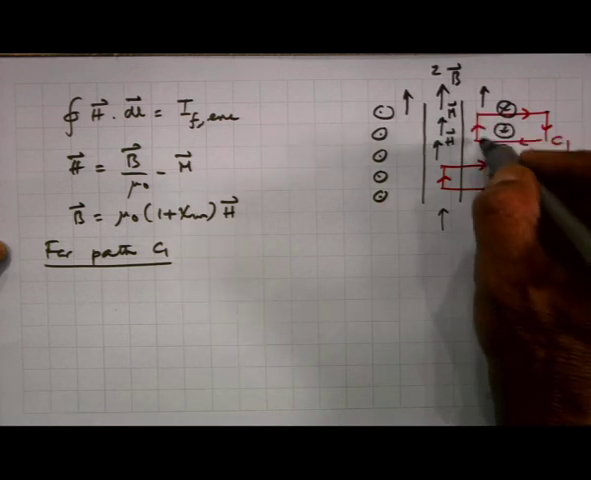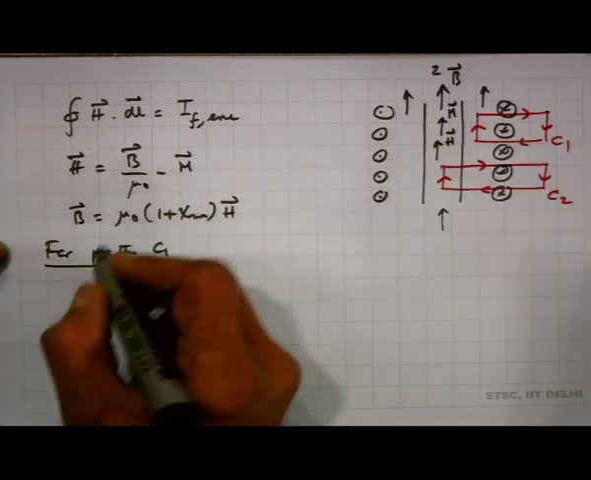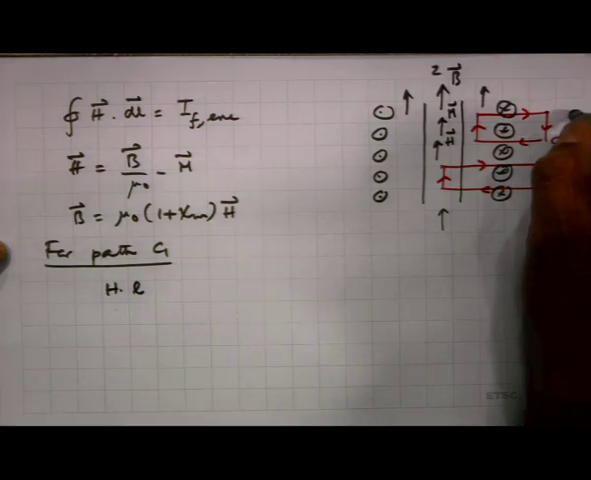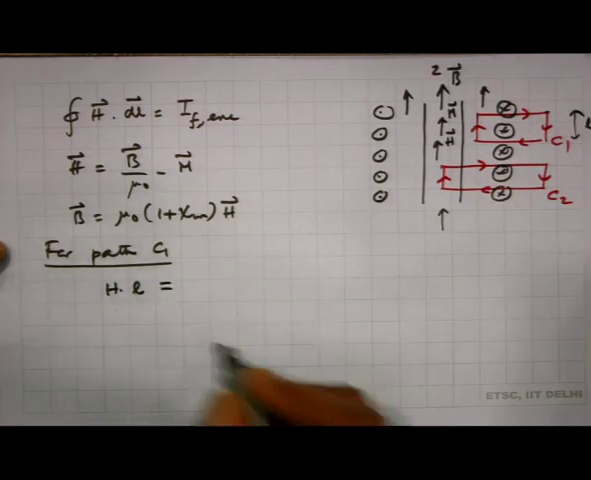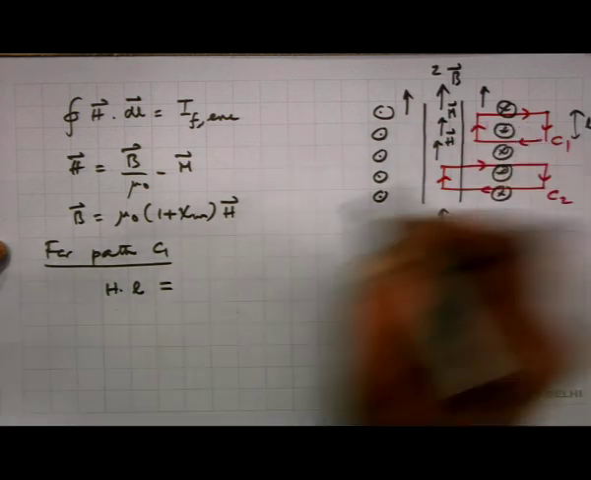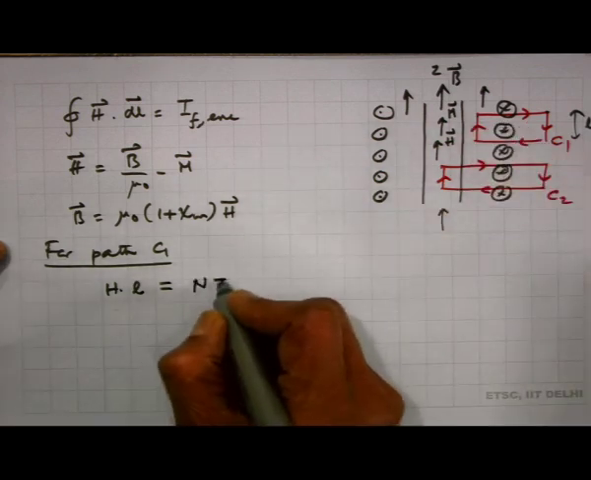So, if H is the H field here, this integral gives me H into L, if L is this length, is equal to, now what is the current enclosed? There are current wires crossing this, so this is N times I times L.